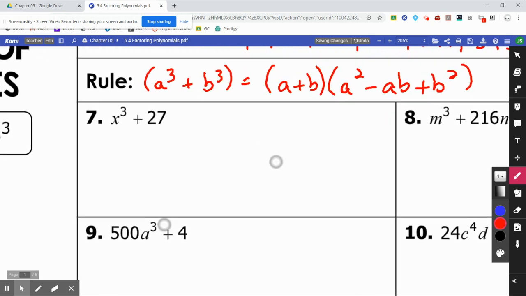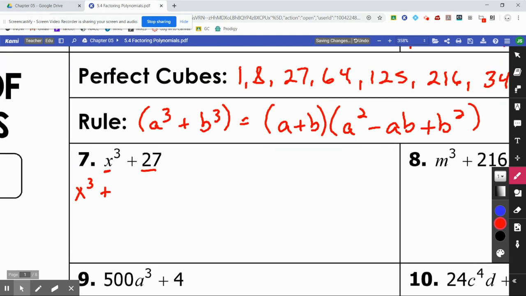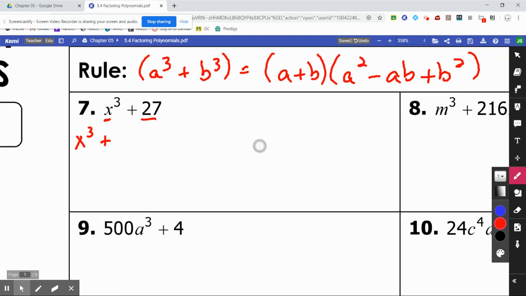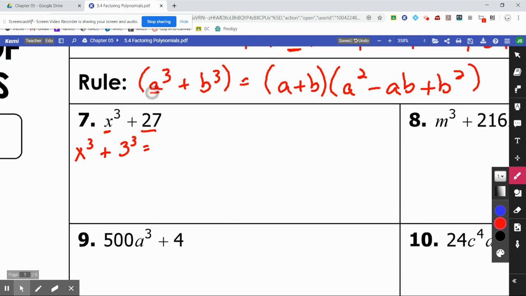Now, here's what I like to do just to make it fit the formula. I like to rewrite this. Now, this one's already in the right form. I'm going to leave this as x to the third plus, now 27, that's a perfect cube, and you can see it's on your list. 27 is the same thing as 3 to the third, so let's write that as 3 to the third. The reason why, because now I can see in my formula.